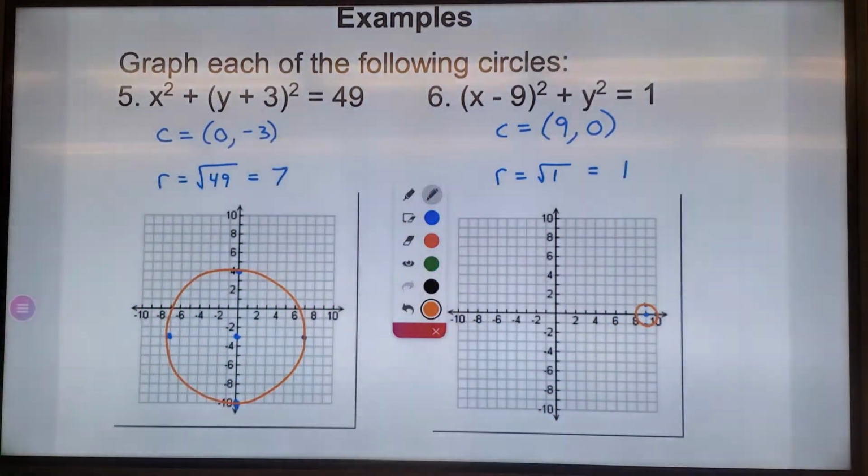Okay, and I can see it now. Every semester I have somebody in the class that's like, oh, that's such a cute circle. Okay, it's adorable. All right, but moving on.